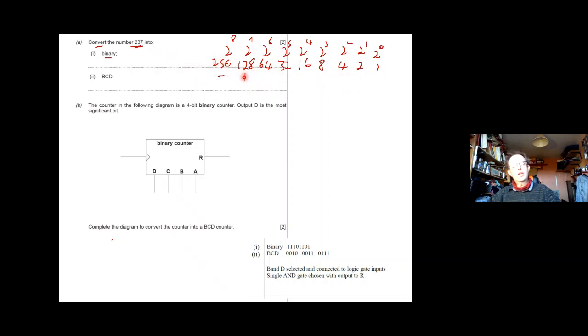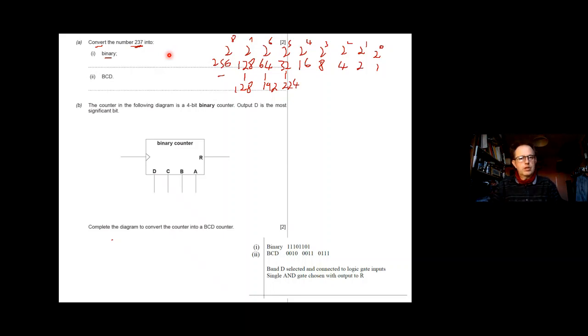So I'm going to use 128. I'm going to use the 64. 128 and the 64, add them up. Okay, and that gives me 192. So I need to get to 237. Yes, I need the 32. That'll bring me to 224. Keep adding all the time.